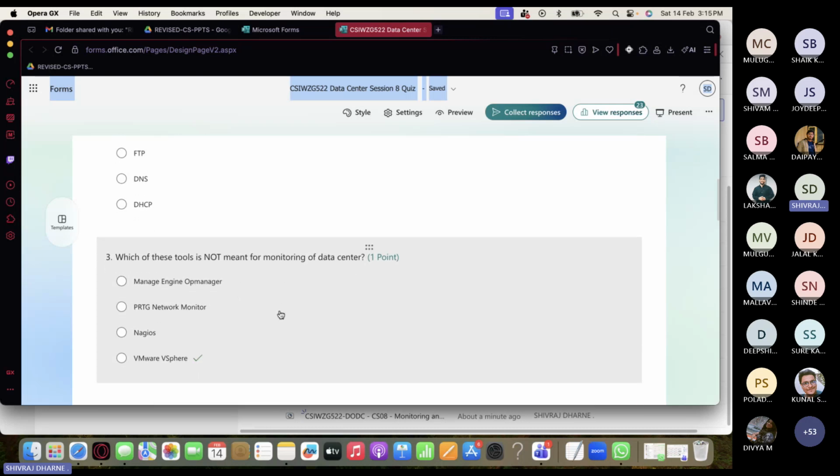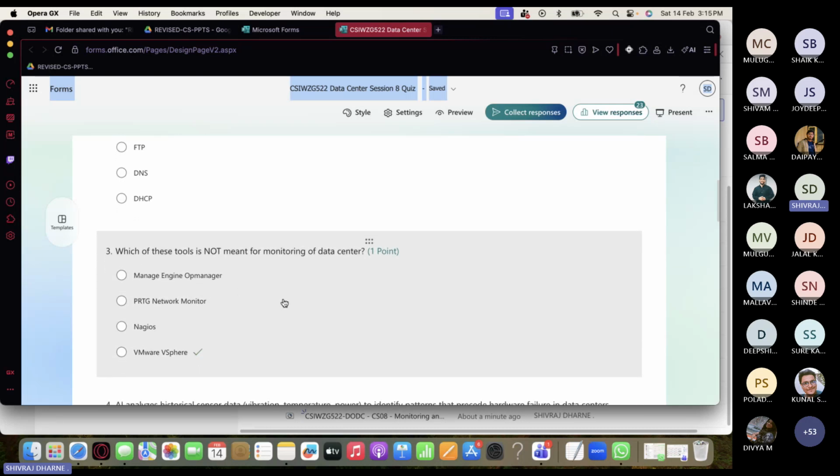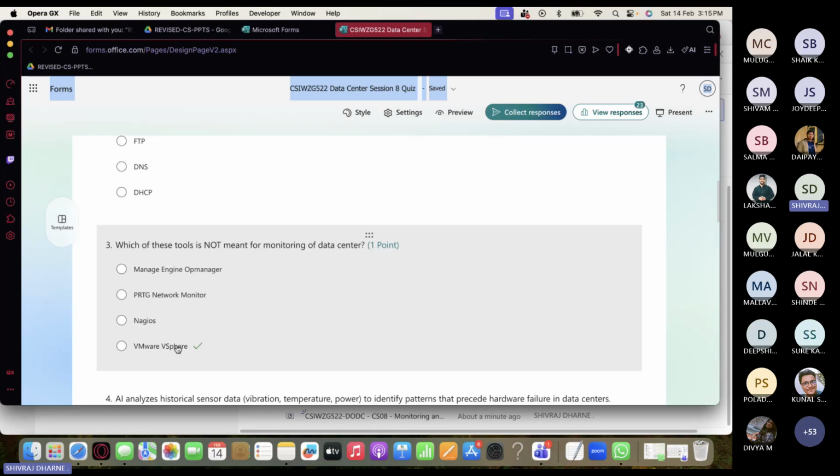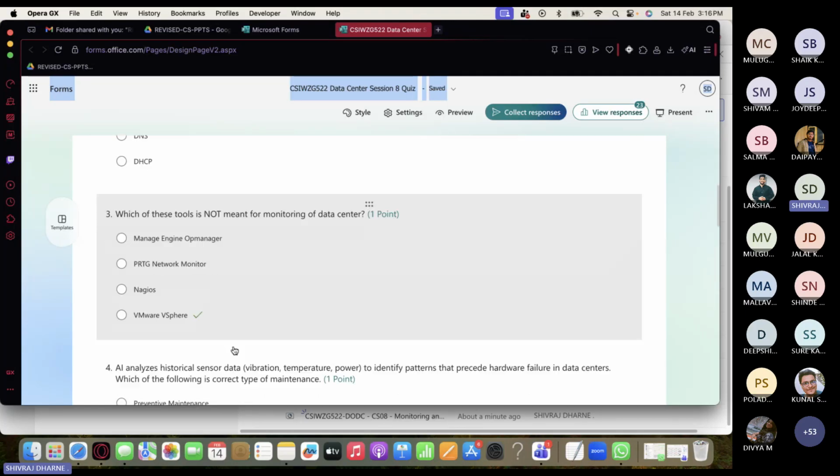Which tool is not meant for monitoring the data center? VMware vSphere. What is the use of this VMware vSphere? Can somebody tell? This tool is not meant for monitoring. What is the use of this tool? Does anybody know? Hypervisor, sir. It is a hypervisor. Excellent. This is not a tool to monitor the data center.